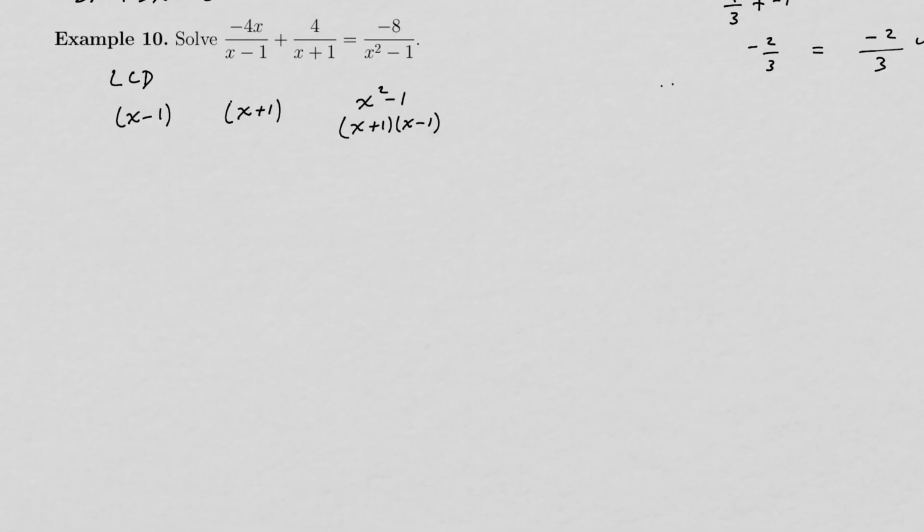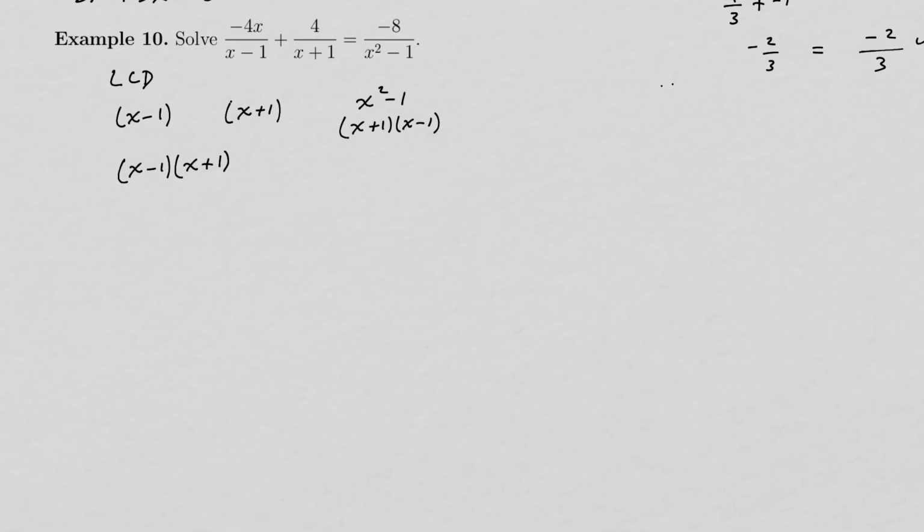So again, to find the LCD, I take each factor the greatest number of times that occurs in each factorization. I could write an x plus 1 to the 0 here, but I don't need to. So I have x minus 1s, x plus 1s. x minus 1 occurs once here, 0 times here, once here. So I need to take it once. And then x plus 1 occurs 0 times here, once here, once here. So I need to take that factor once, x plus 1. So my LCD is x minus 1 times x plus 1.